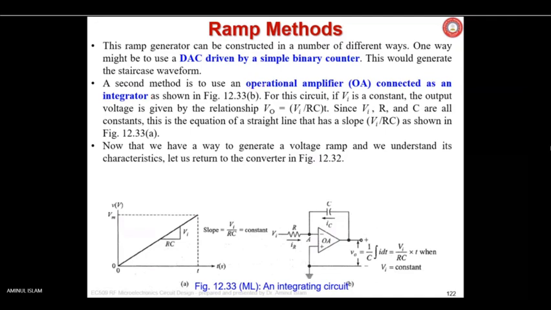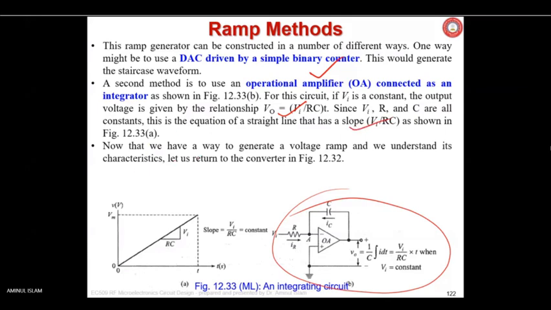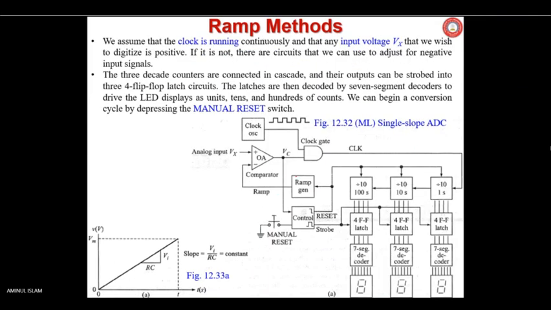The second method is to use an operational amplifier connected as an integrator, which we have already seen. Here also I have put it for you. For this circuit, if Vi is constant, the output voltage is given by this relationship, and since Vi, R, and C are all constant, this equation is a straight line equation. Now that we have a way to generate the voltage ramp, and we understand its characteristic, it is easy. You can put it in use. This one is the ramp generator.